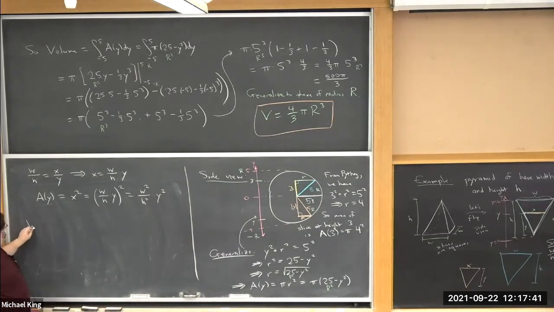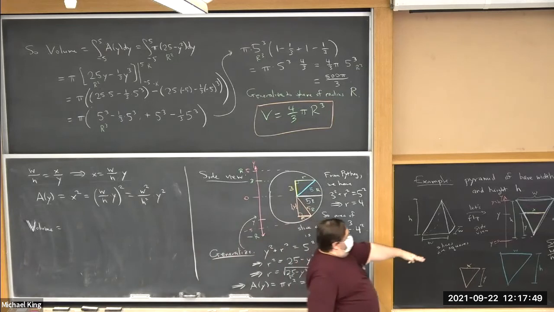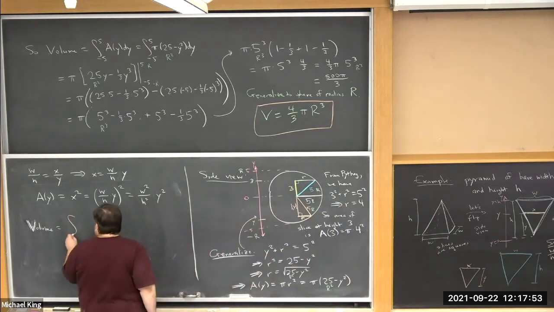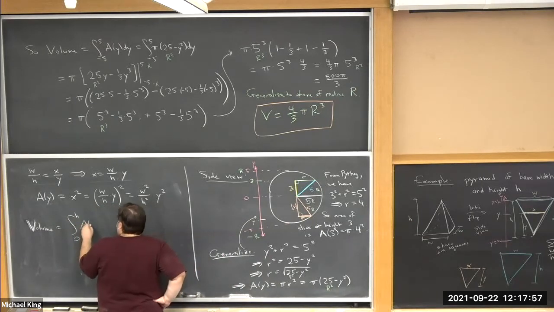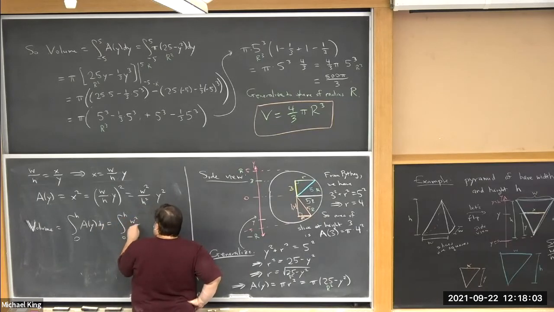And then the volume is the integral from 0 to H, because that's where the slices are, of A of Y dy. Same idea. Now let me plug this in.